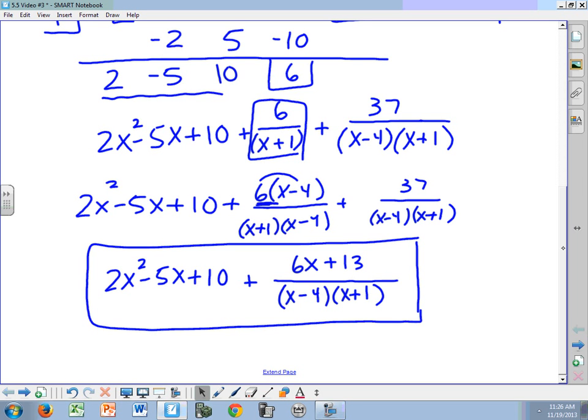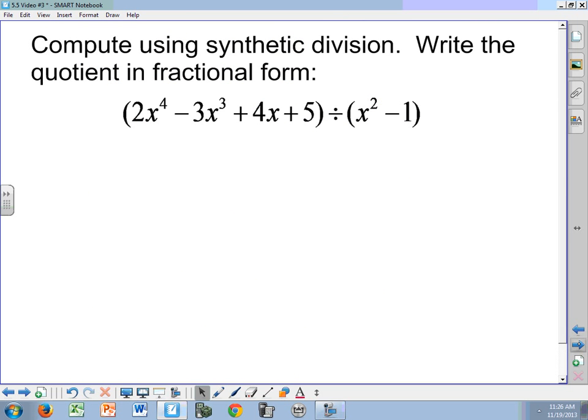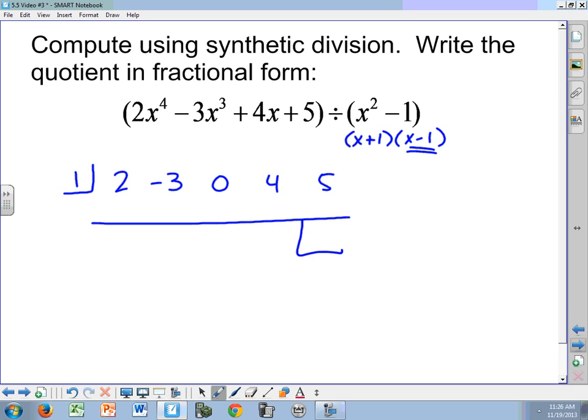Let's try one more, and I'll do this very quickly so that you can see how fast this actually works. Same concept, use the synthetic division, write the quotient in fractional form. So this time we'll go a little bit faster. So we've got x plus 1, x minus 1. Here we're going to put our 1. I'll use the first one from this guy. This is a 2, then a negative 3. We're missing a term. There's a 0 there, 4 and 5. Mark this, drop your box in here.